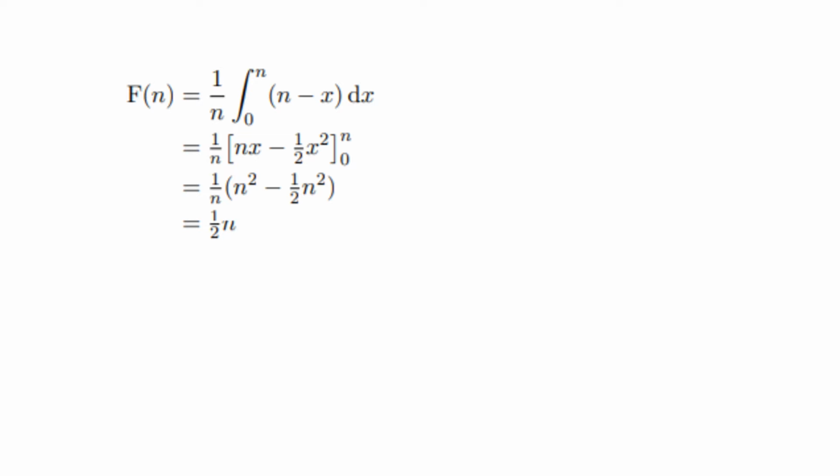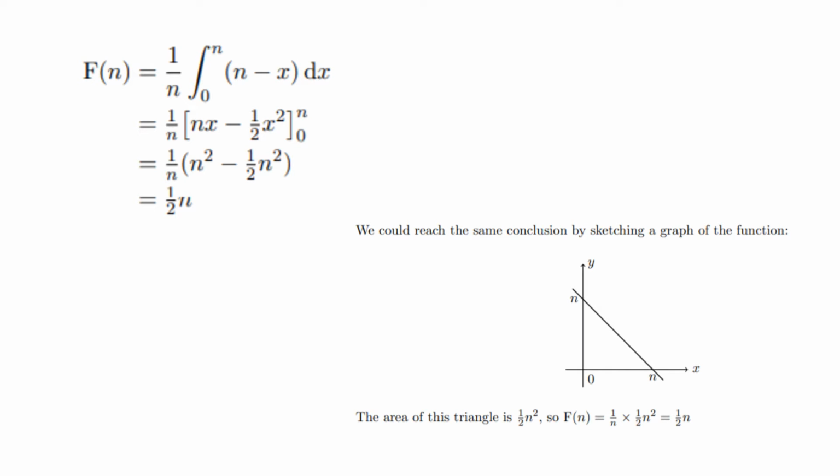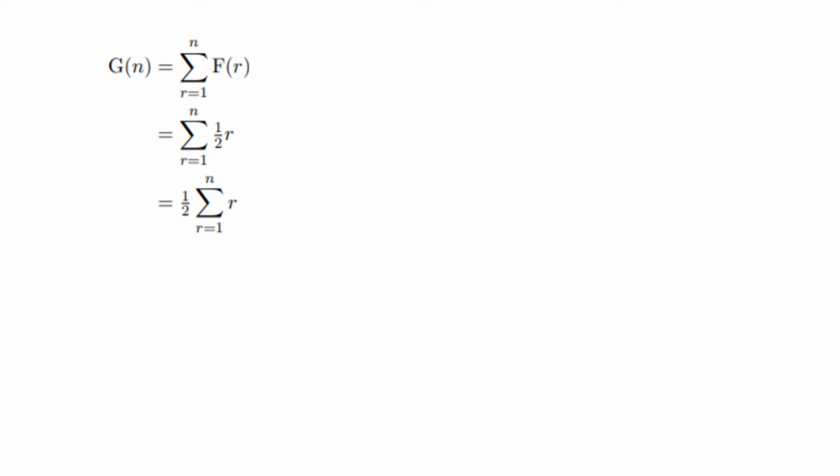There's an alternative way of looking at this. If you've got the line y equals n minus x, you could sketch that and have a look at the area under that. Most students would prefer not to do this, but it's actually very simple. It has a gradient of -1, so it crosses the x-axis at n as well. It doesn't take long to work out the area of the triangle is half n squared, which makes f of n a half n squared. Well, that's g of n.